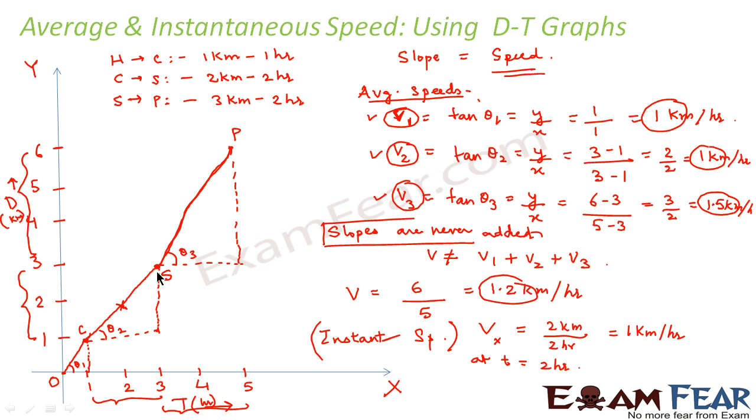Whenever we talk of average speed, we mean to say it is the average value of speed between 2 points, between any 2 desired points. For example, in this case, first we calculate the average speed between these 2 points. So this point and this point were the 2 different points between which we calculated the average speed. Then V2 was the average speed between C and S. Similarly, V3 was the average speed between S and P. V was the average speed between O and P, that means between home and playground.